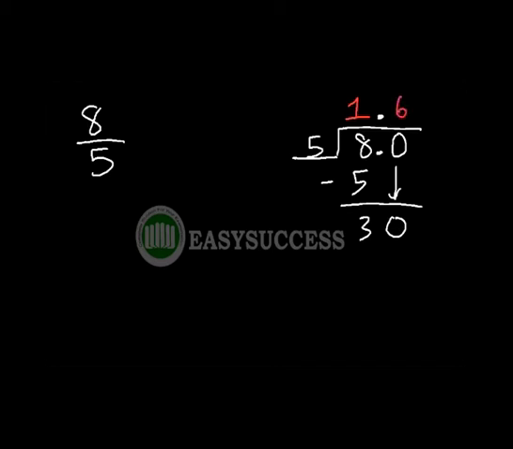Now how many times does 5 go into 30? 5 goes into 30 exactly 6 times. 5 times 6 is 30. So the remainder is 0, and the answer is 1.6. That's how you can convert a fraction into a decimal. Now there are some ways you can do this without using long division, but before we get into another method, let's work on some examples.